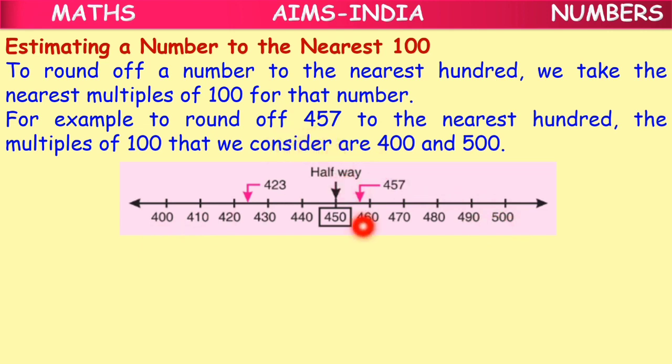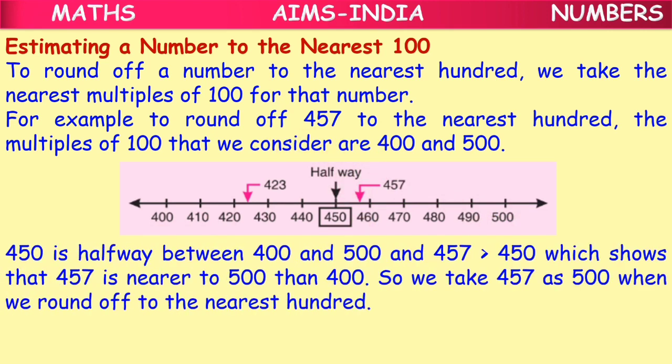The number we want is 457. Now 450 is halfway between 400 and 500, and 457 is greater than 450. Yes, 457 is greater than 450, which shows that 457 is nearer to 500 than 400. So we take 457 as 500 when we round off to the nearest 100.